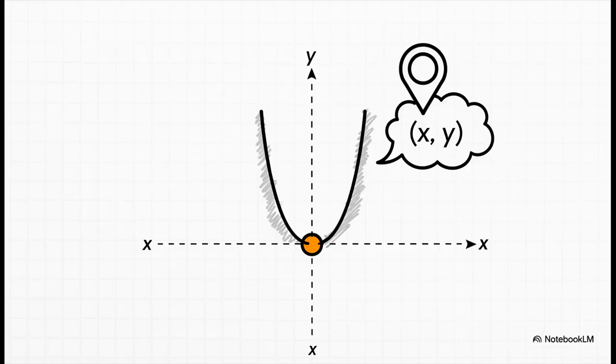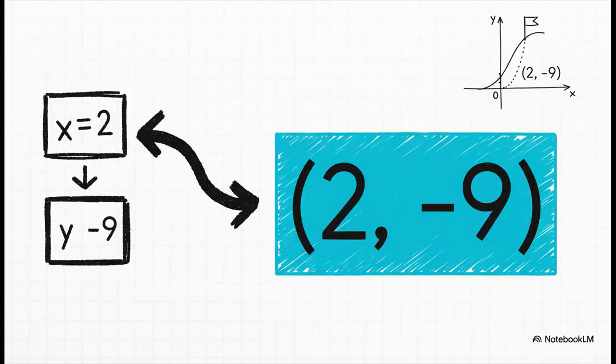And this is so important, I really want this to stick with you. The vertex isn't just a number, it's a location, it's a point on the graph. That means it has to be an ordered pair, an x-y coordinate, that tells you exactly where that turning point lives.